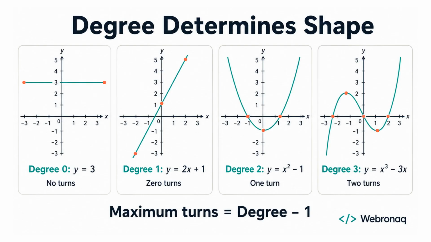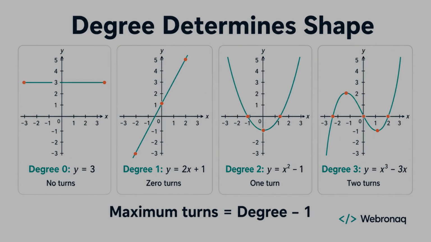Here is the key insight. The maximum number of turns a polynomial can have is always one less than its degree. Degree 3 gives at most 2 turns. Degree 4 gives at most 3. This pattern is not arbitrary. It comes directly from calculus, which we will reach in just a moment. First, let's see how we work with polynomials algebraically.